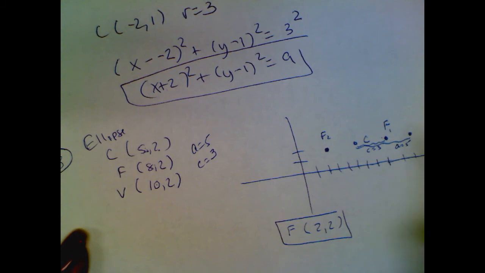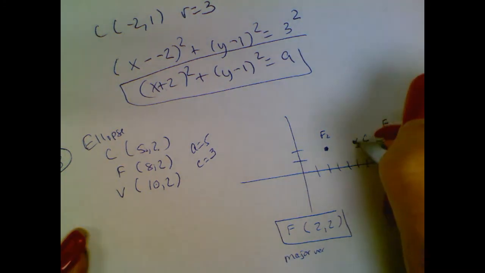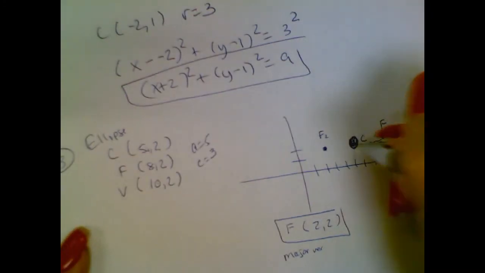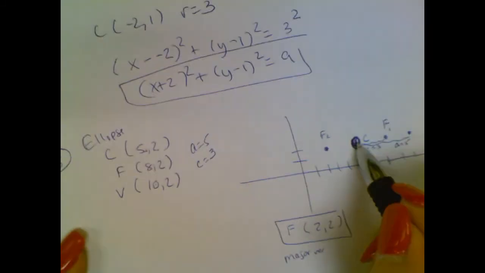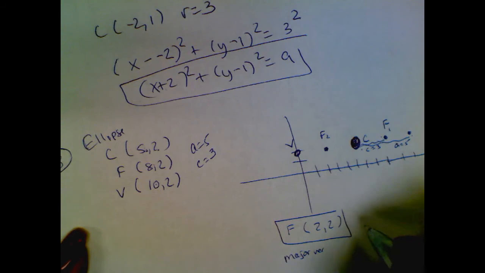So what we don't know is B. But what is the other major vertex? Here's the center. This is 5 this way, so we need to go 5 the other way, which is going to make us right here. So the other vertex is going to be 0, 2.